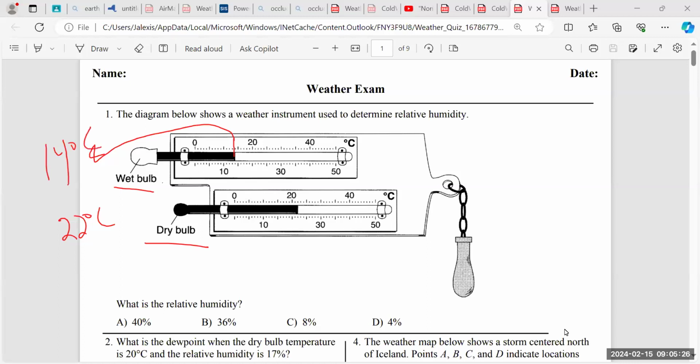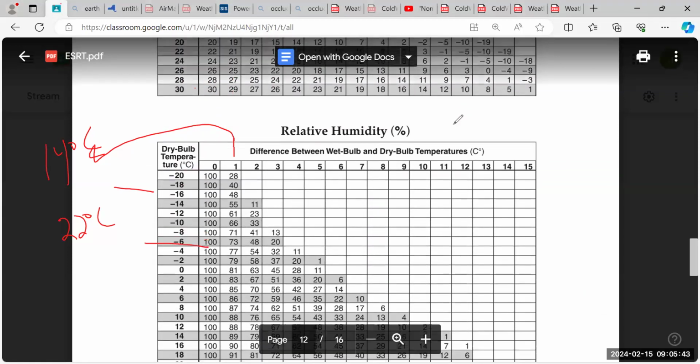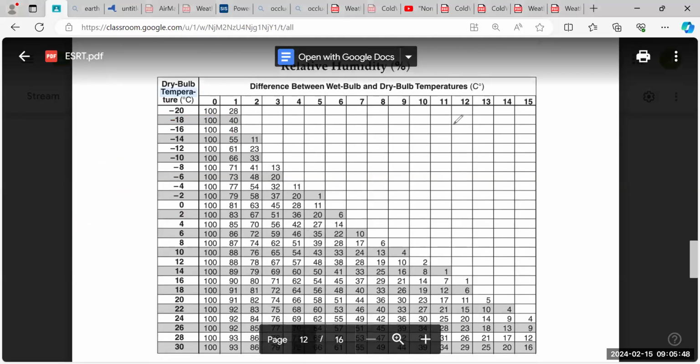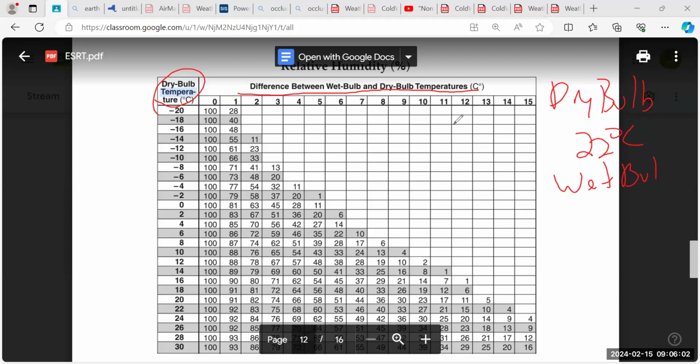Now, when I look at my chart, there are two things that I need to know. When I look at my chart, page 12, and I'm looking at relative humidity, what I need to know first and foremost is the dry bulb temperature, and I also need to know the difference between the wet and dry bulb temperature. Well, my dry bulb temperature was 22 degrees Celsius. My wet bulb temperature was 14 degrees Celsius.